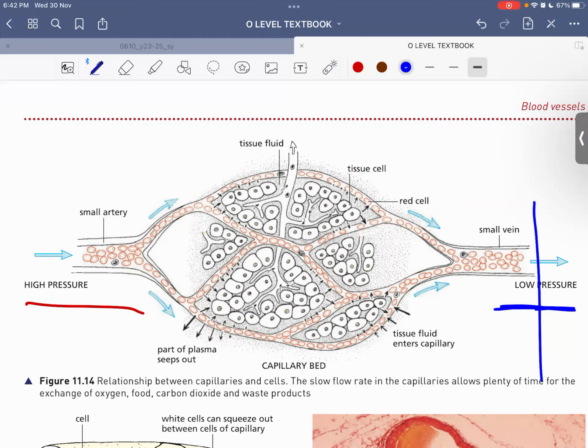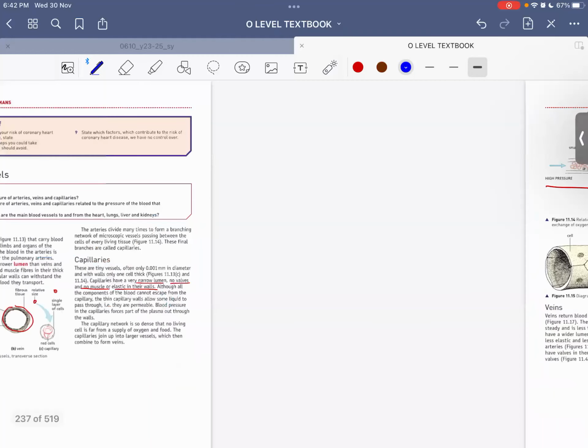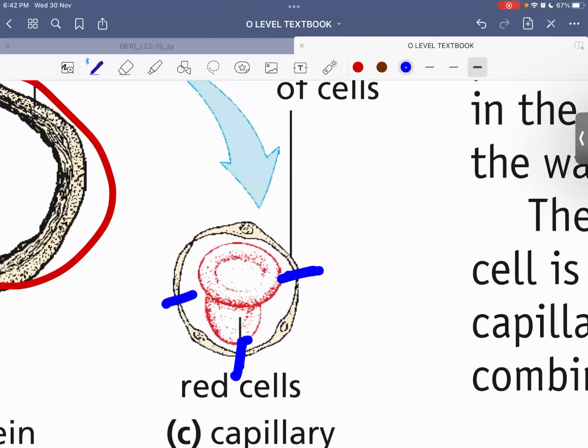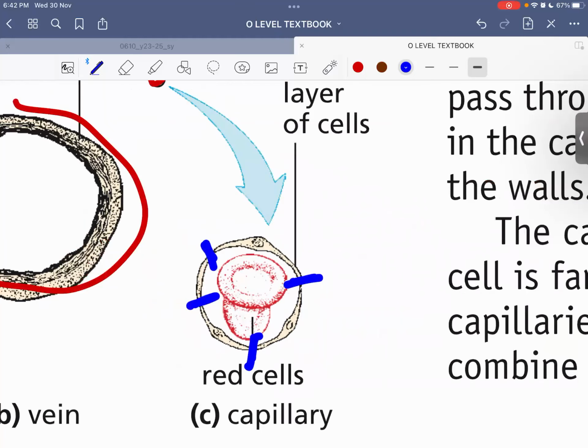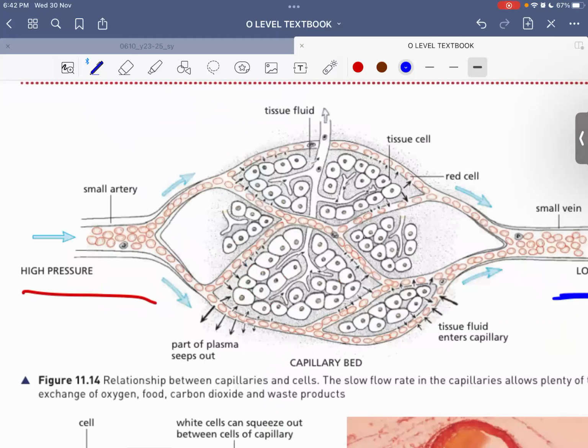When we were studying the structure of the capillary, we said that the capillaries have tiny spaces like these. These spaces are gaps, the gaps or the spaces. So through these gaps, what can leak? Look what's leaking. Plasma can leak.